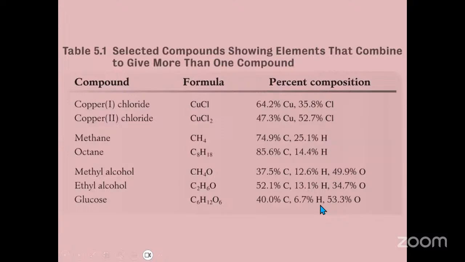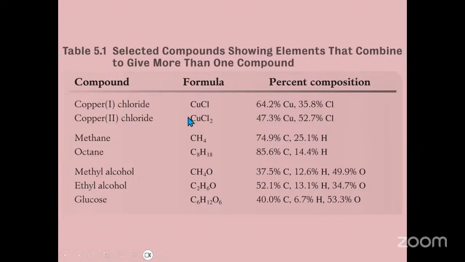Okay, and here are some other examples. Let's look at this first pair of compounds. If you compare copper-1 chloride and copper-2 chloride, these are the formulas. In the next chapter, we're going to learn how to name these compounds. That chapter would be entirely dedicated to learning the rules for naming compounds, so you're going to learn why this is called copper-1 chloride and why this is called copper-2 chloride. But for now, we're just going to focus on the formulas and the percent compositions here.